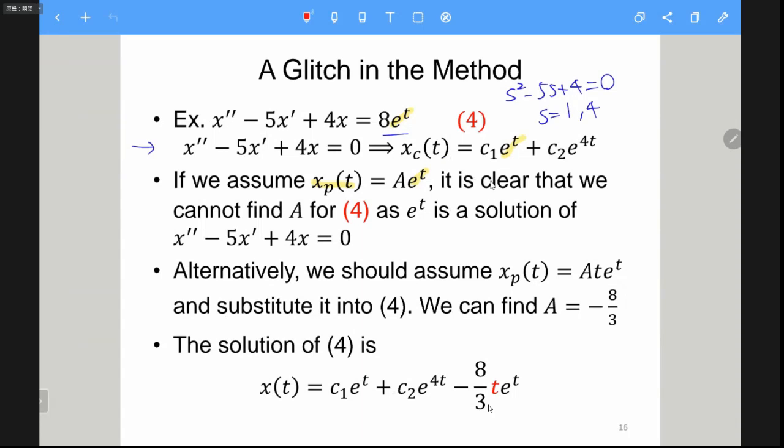If the particular solution matches a term in the homogeneous solution, then we need to multiply by T. Say for some case xh of T is C1 plus C2 T exponential to T, then you will need to assume xp of T to be something like a T squared exponential to T. So if you repeat with this one, then you multiply it by T. If it still repeats, then you multiply another T again.